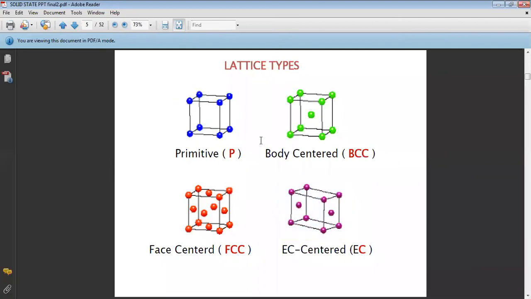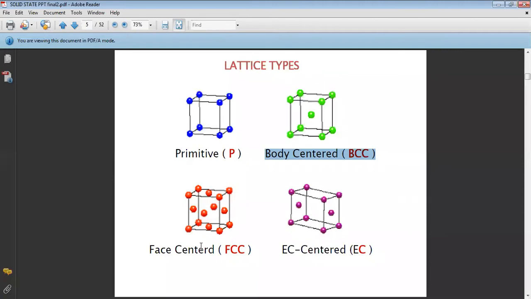Now come to the second diagram there. BCC, body centered. That body centered unit cell can be represented in a short form as BCC. BCC means body centered cubic lattice. Now here, in addition to the 8 particles at the 8 corners, one more particle is present at the body center, that is at the center of the cube. So this is the structure of body centered cubic lattice.